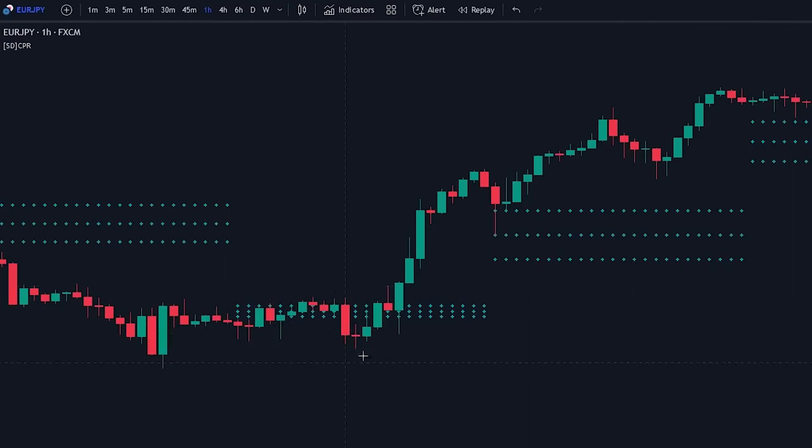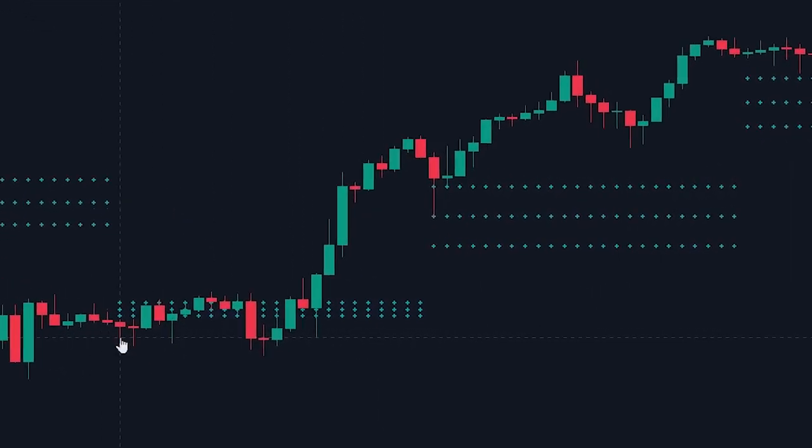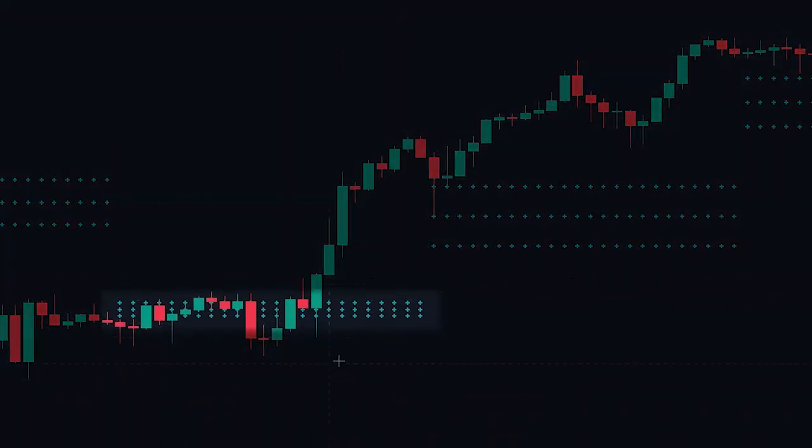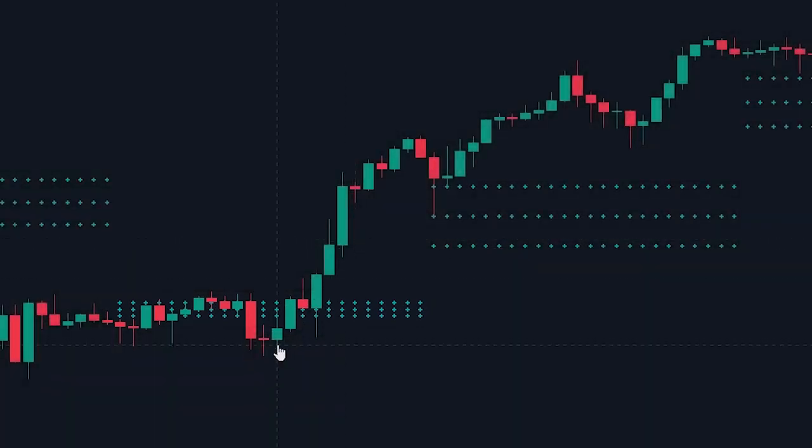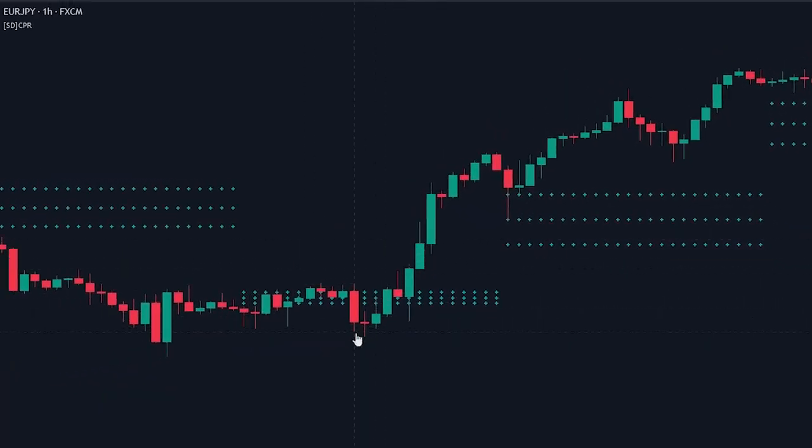to range. A narrow CPR is usually less reliable as a support or resistance zone. It is important to not base your entries on a narrow CPR, since there is a high chance that the price breaks through the zone. A narrow CPR can also indicate that the market is entering a trending phase.